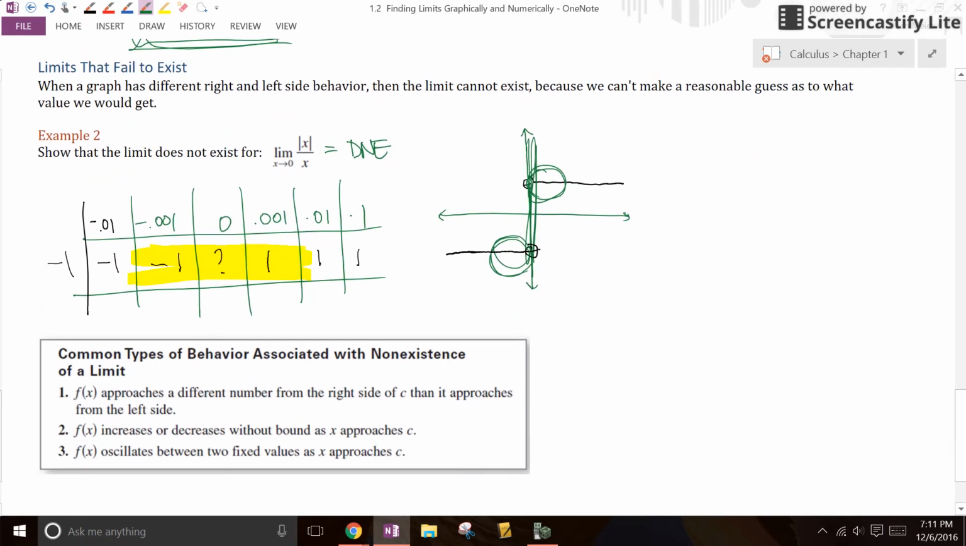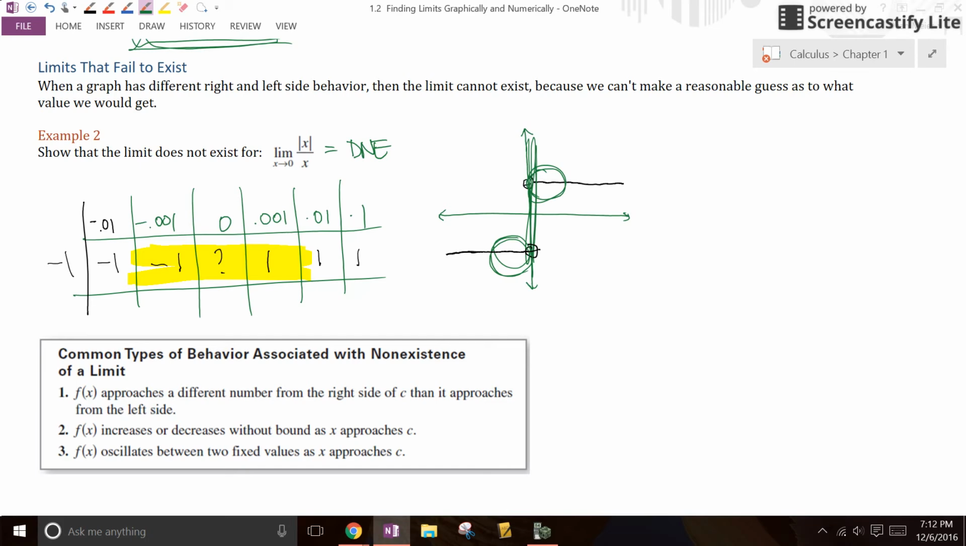There's 3 types. When they approach different numbers from the left and right side, or if it increases without bound as we approach. So it looks like an asymptote, right? But only a one-sided asymptote. Or maybe it oscillates between 2 numbers. It keeps bouncing back and forth. That would be another case where I cannot have a limit. Because you can't make up your mind if it's one number and then it's 5 and then it's negative 3 and then it's 5 and then it's negative 3. I can't give you a limit because I don't know what number we're at. So that's when a limit doesn't exist. There's 3 cases where limits do not exist.